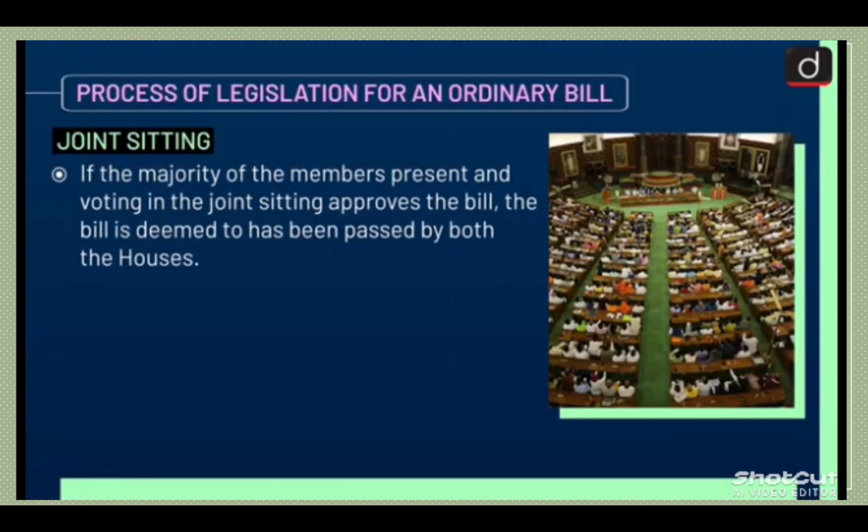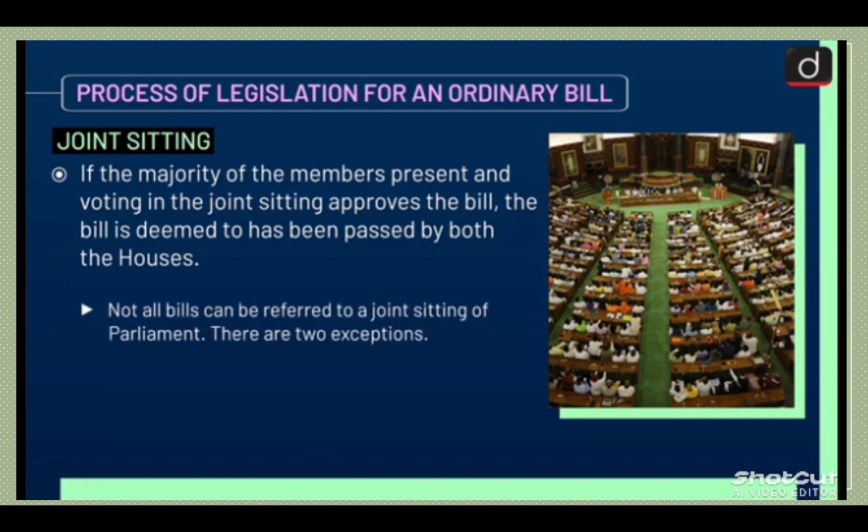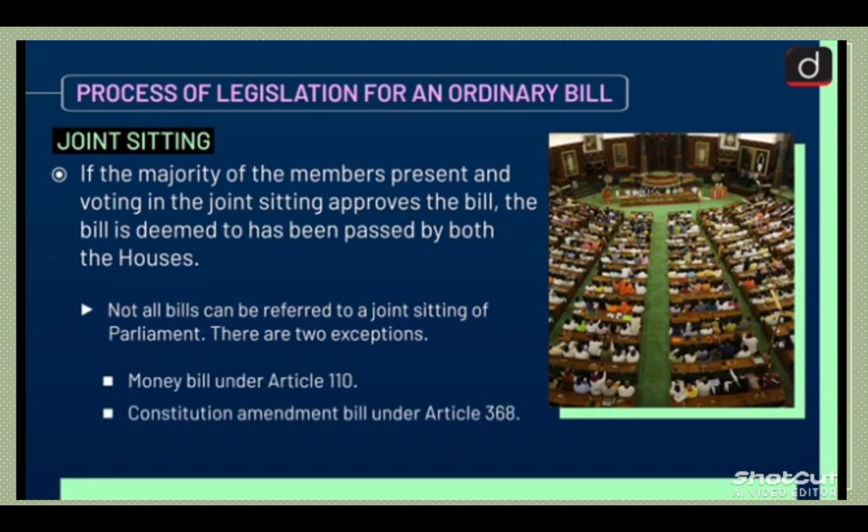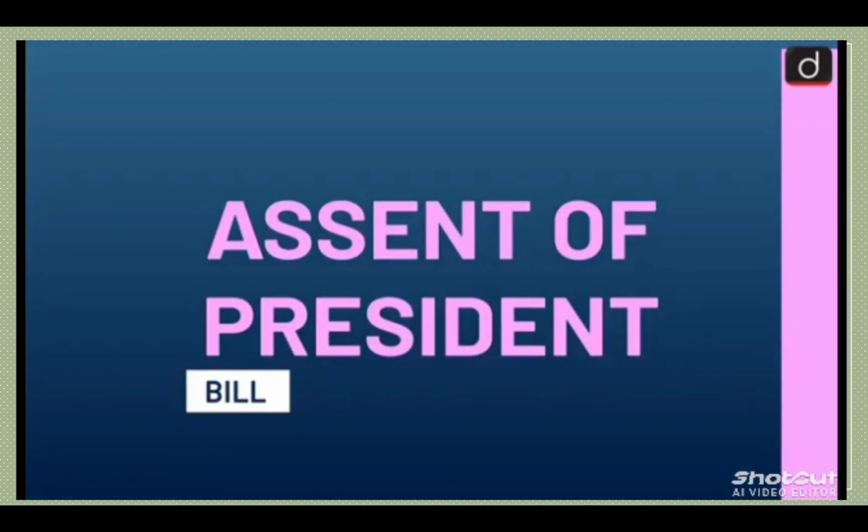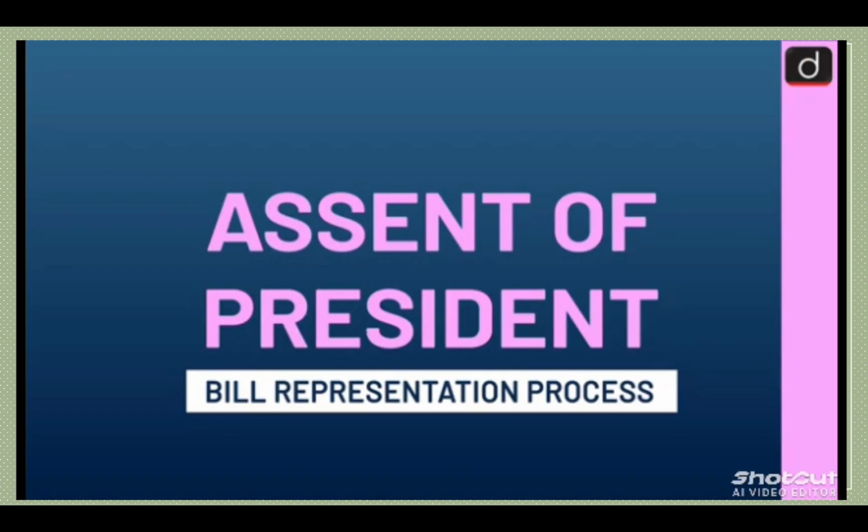Now moving on to the joint sitting. If the majority of the members present and voting in the joint sitting approves, the bill is deemed to have been passed by both the Houses. Not all bills can be referred to a joint sitting of the Parliament. There are two exceptions: Money Bill under Article 110 and Constitution Amendment Bill under Article 368. Now lastly, let's discuss the assent of President.